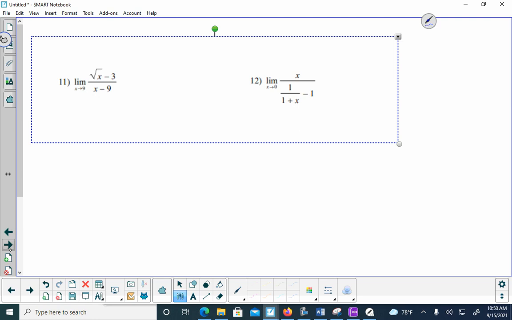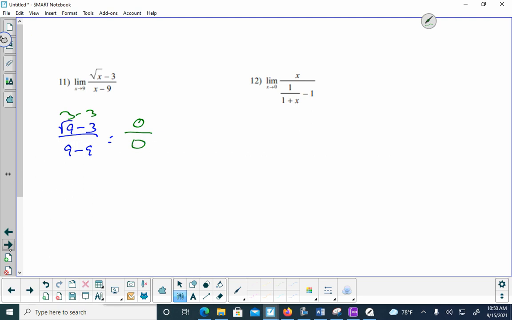So number 11, I am going to do the square root of 9 minus 3 over 9 minus 9. The square root of 9 is 3, so this will be 3 minus 3, so I'm going to have 0 over 0. That is undefined. That is a special case. So since I have that radical, I'm going to choose the method where I rationalize. So I'm going to write this as the square root of x minus 3 over x minus 9.